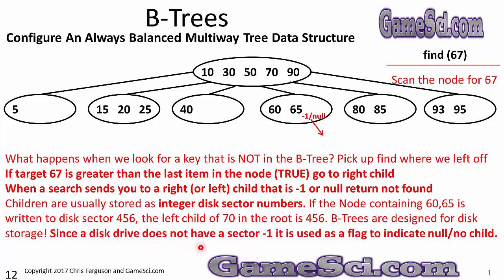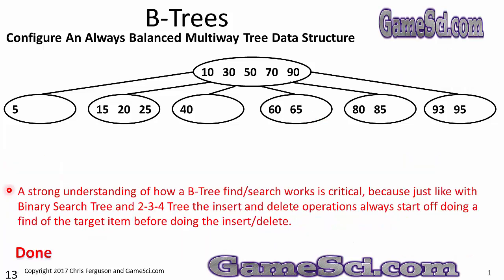Since disk drives do not have a sector -1, it is often used as a flag to indicate null or no child. A strong understanding of how a B tree find/search works is critical because it's just like with binary search trees and 2, 3, 4 trees. The insert and delete operations always start off doing a find of the target item before the insert/delete.